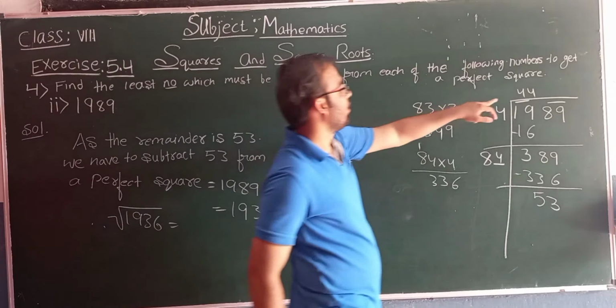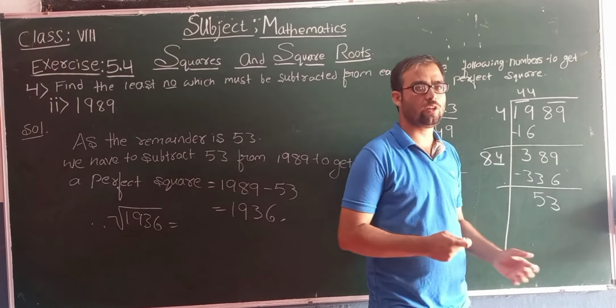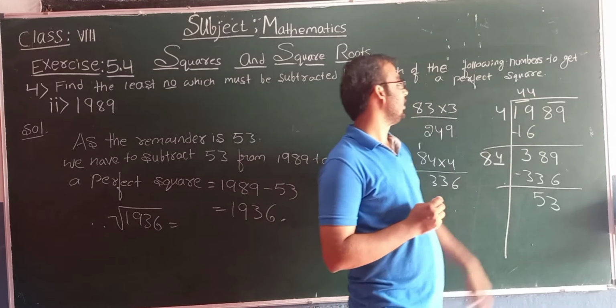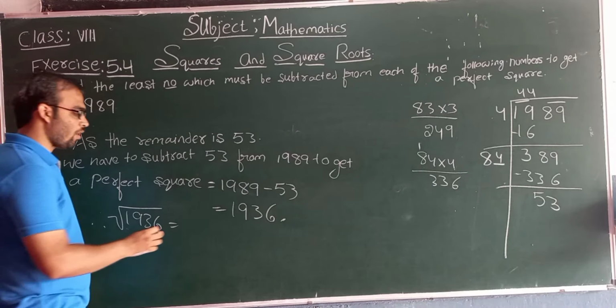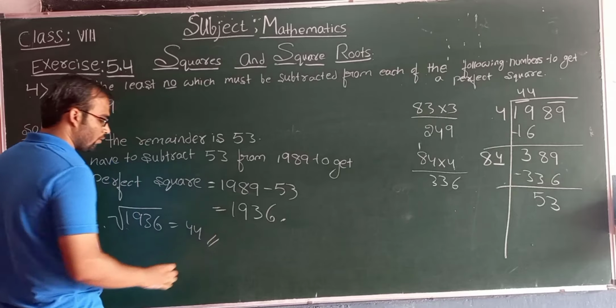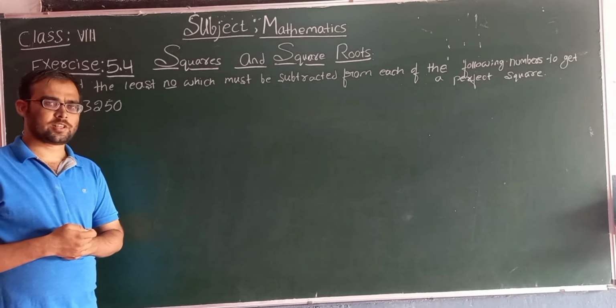Okay, so look at here, we need to take this number. When we subtract 53 from this number, we will get the remainder as 0, no? Okay, so therefore we need to take this number. Therefore the square root of 1936 is what? 44. Okay, the square root of 1936 is what? 44.